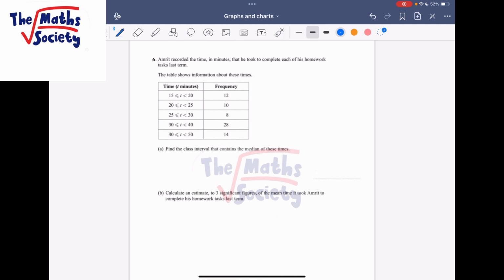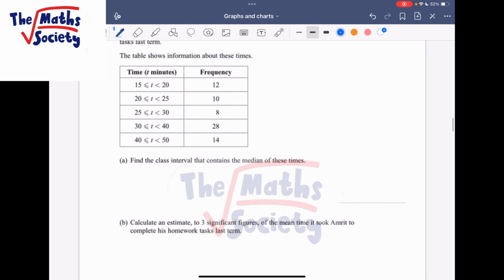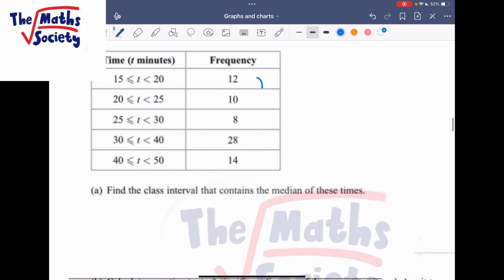The table is already given to show the frequency. What they want to know is the class interval that contains the median of these times. So we need to find the total of the frequency to know in which interval the median is going to be. So we have 12, then that's 22, that's 30, so that's 58, and then you have 14, so that would be 72.